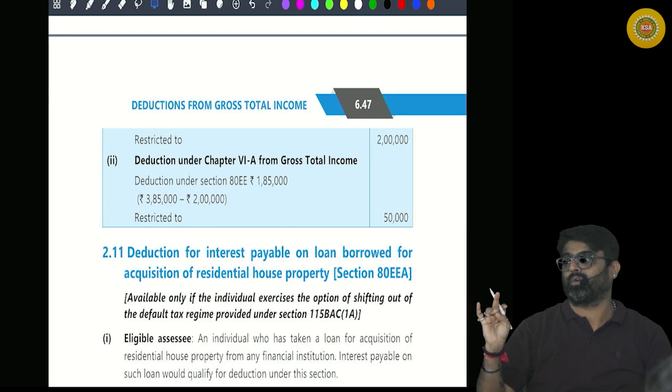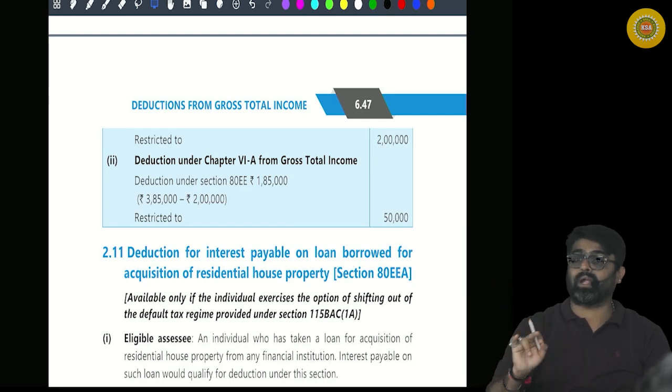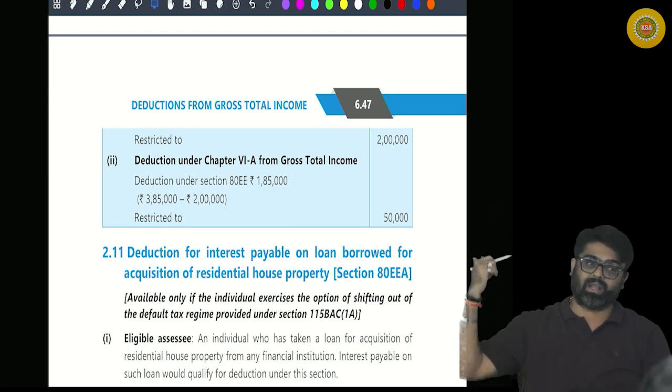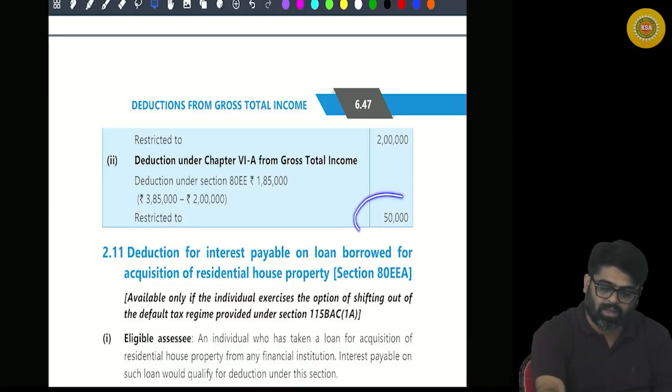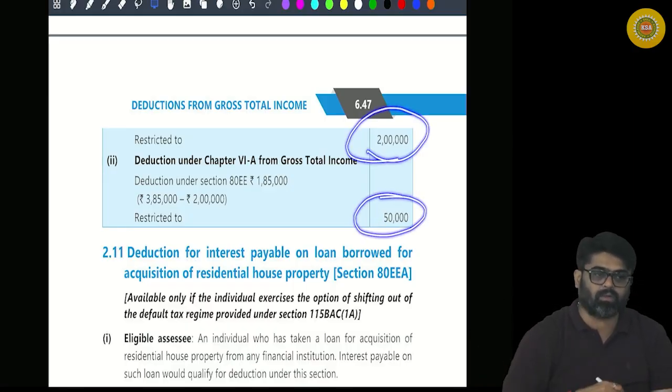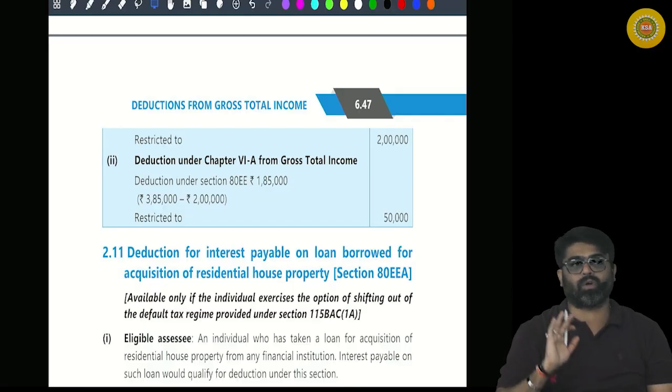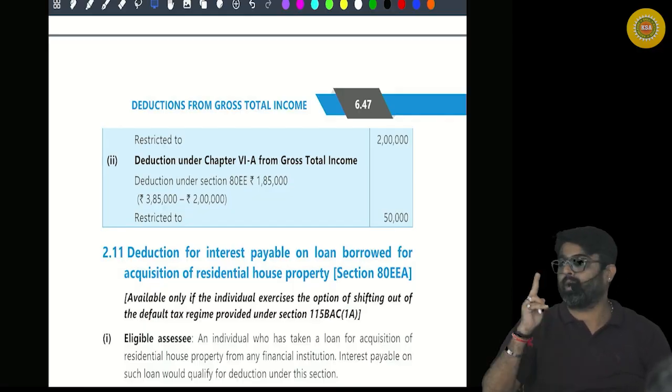Yes or no? If all these conditions are fulfilled, then on that loan, whatever excess interest is there can be claimed under 80 EE subject to a maximum limit of 50,000. So 50,000 will be allowed under 80 EE and 2 lakh will be allowed under house property. Total deduction for interest for this year will be 2,50,000. 2 marks MCQ.